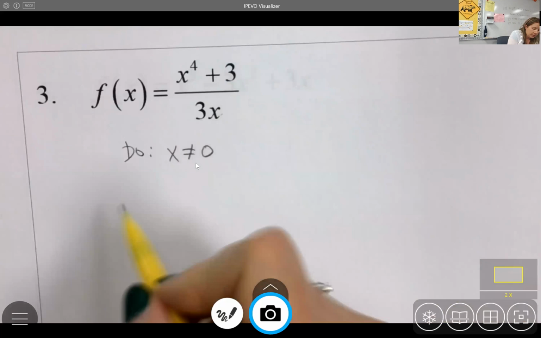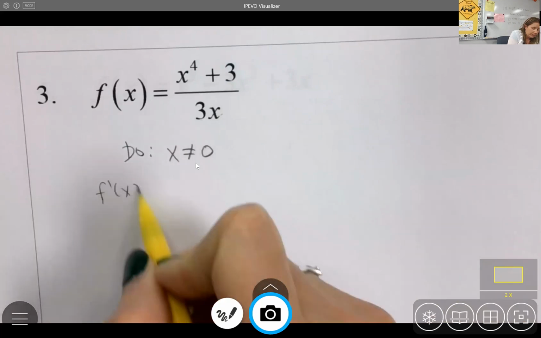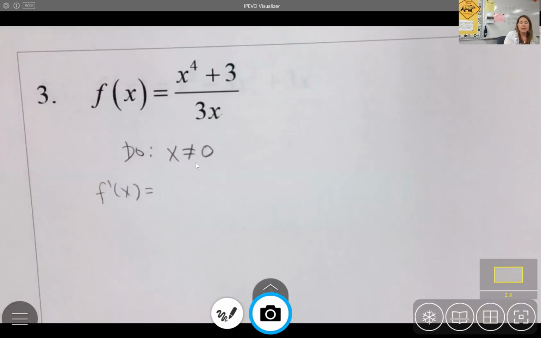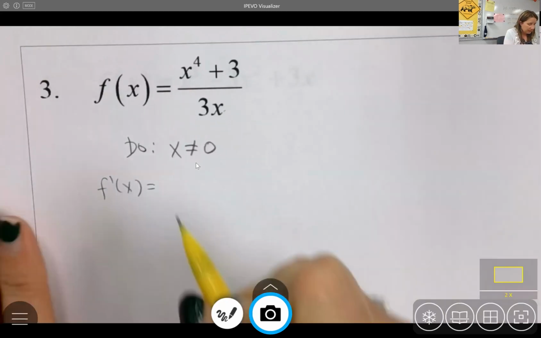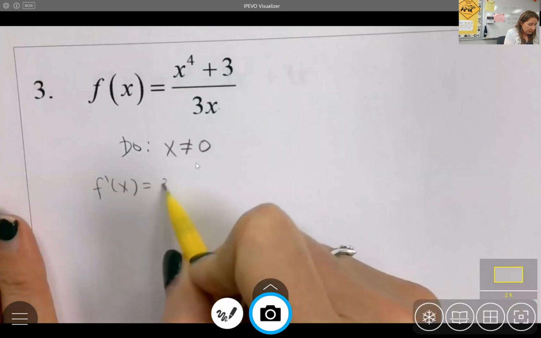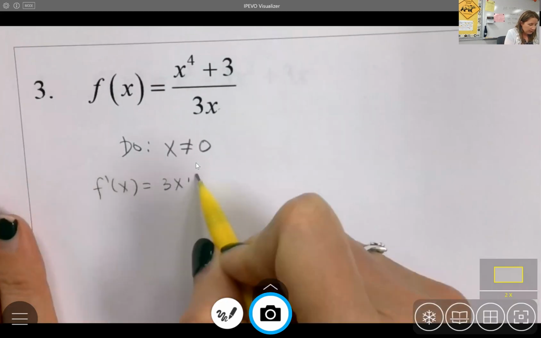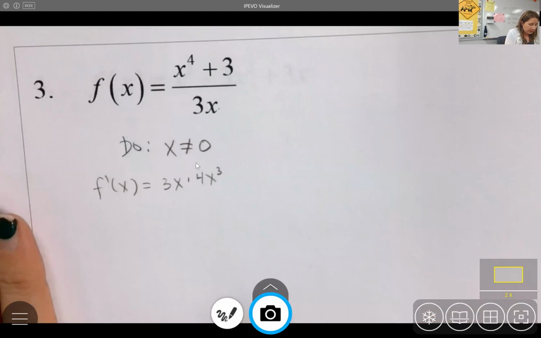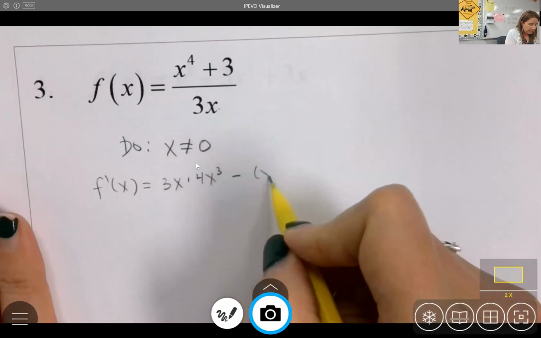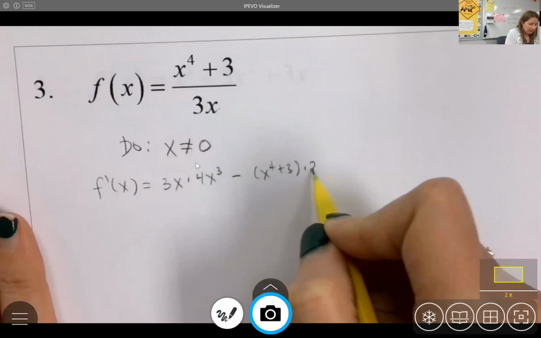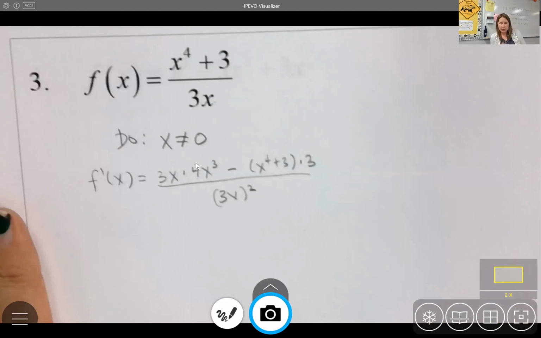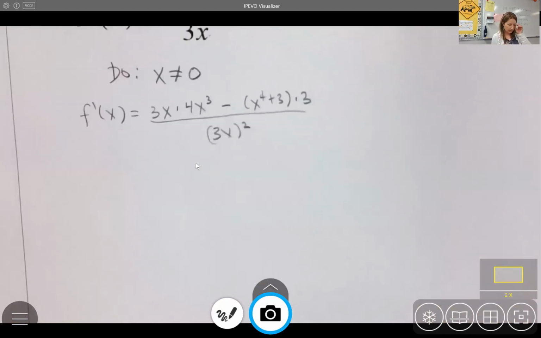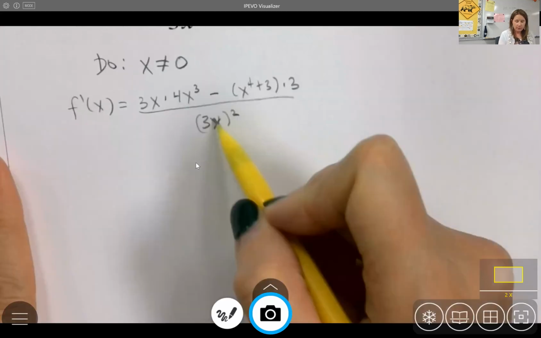Now, I need to know what the derivative is. So to do the derivative of this, what would you do? Good, the quotient rule. Bottom times derivative of the top minus the top times derivative of the bottom all over the bottom squared. All right, so you're looking at this and you're saying, this doesn't look very pretty. How am I going to know where this equals 0?